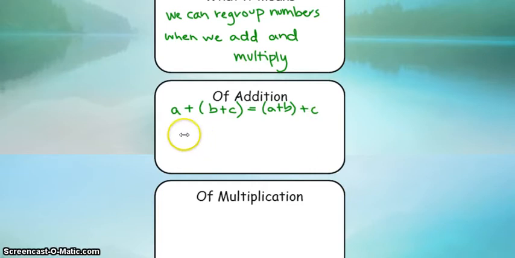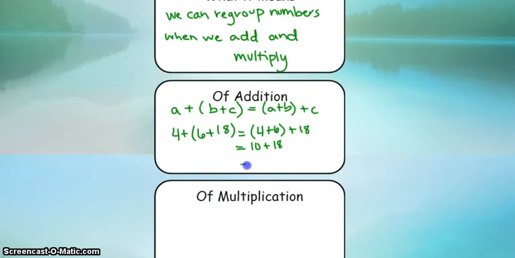So, for example, if we had 4 plus, in parentheses, the quantity of 6 plus 18, what this is telling us to do is first we have to do 6 plus 18 and then add 4. But we can switch that, so we add 4 plus 6 and then we're going to add 18. Alright, the reason why we'd want to do that is because 4 plus 6 is 10 and 10 plus 18 is equal to 28. So that's a lot easier.